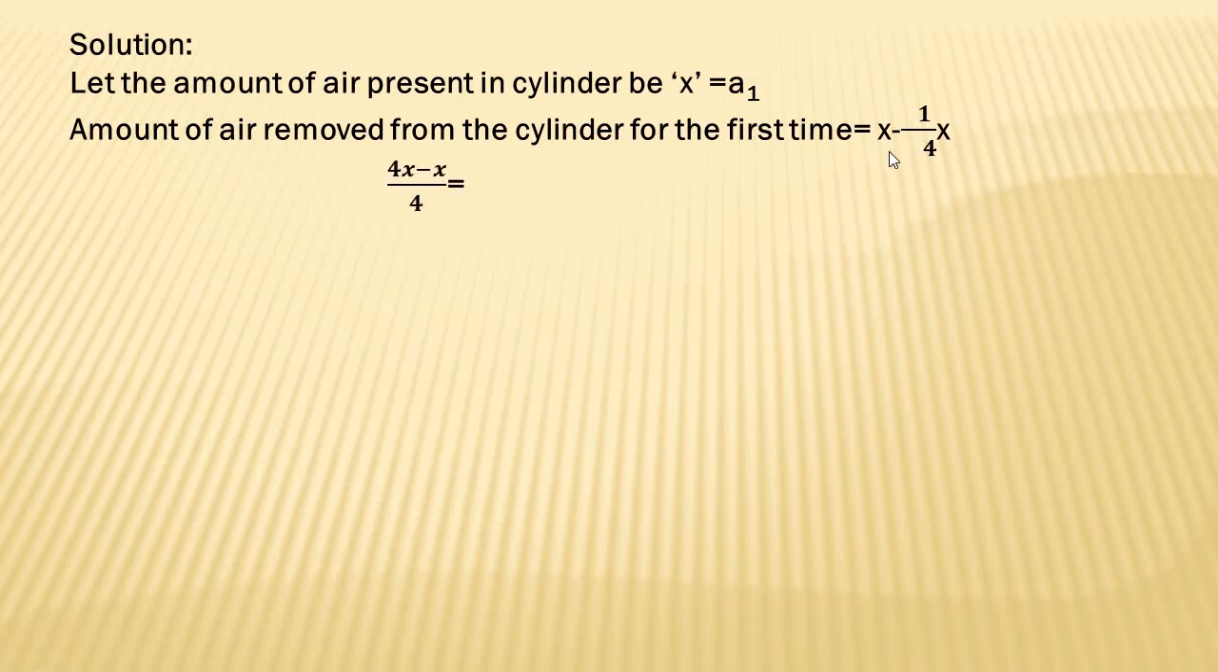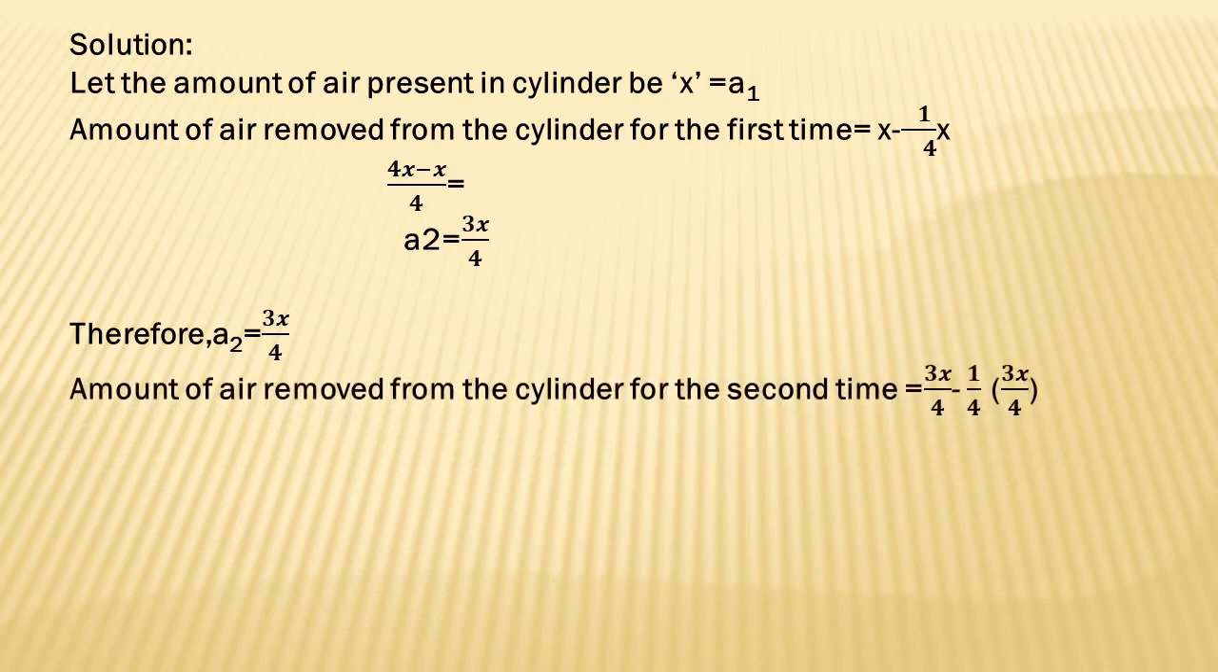How do you do this? You take an LCM. Here in this case, you can just cross multiply. 4 into x, 4x minus x, which is given here. Okay? So 4x minus x divided by 4 will give you the answer, which is 3x by 4. 4 minus 1 is 3, right? So 3x by 4 is our second term. Now we have to find out our third term. How do we do that? It's nothing but the second term minus 1/4 of the second term. Okay? So 3x by 4 minus 1/4 of 3x by 4.